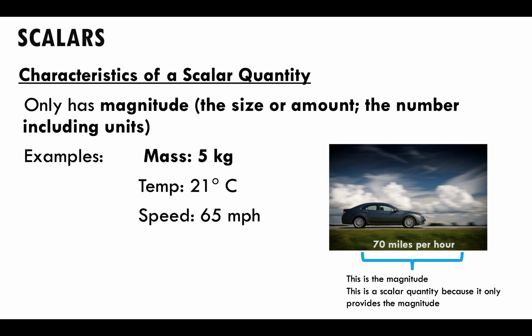For instance, if we're talking about mass, we're going to say 5 kilograms. We need the units to be included with it. Temperature would be 21 degrees Celsius, or speed would be a scalar quantity of 65 miles per hour. You notice all of these things just have a number and the units associated with them. So that's what a scalar quantity is, just the number and the units.